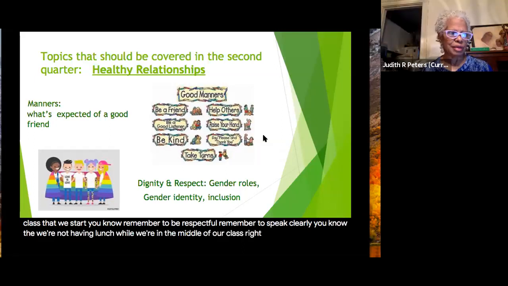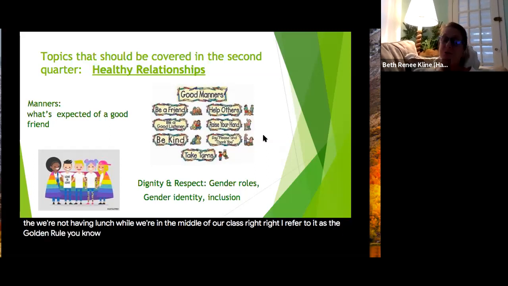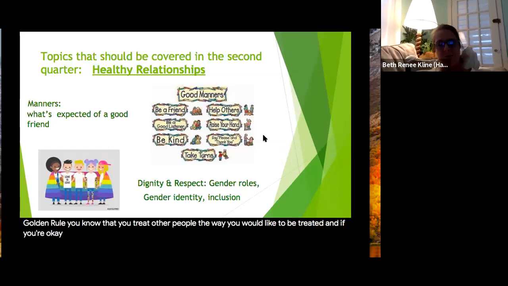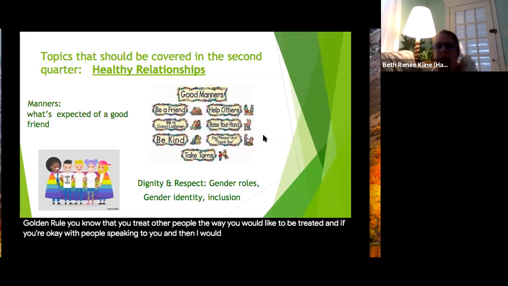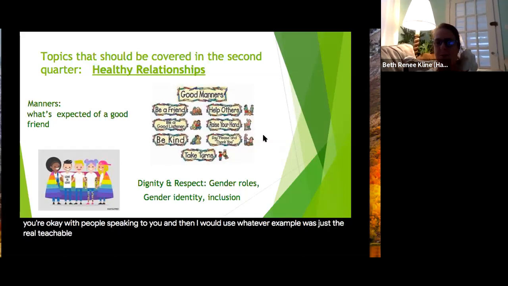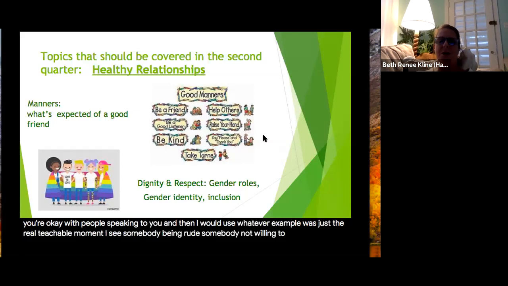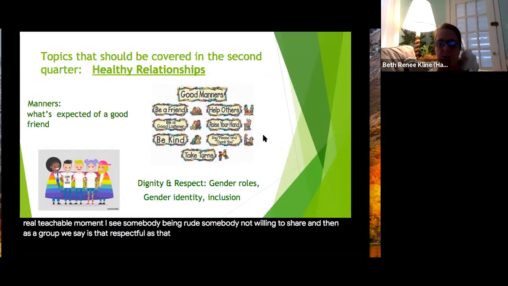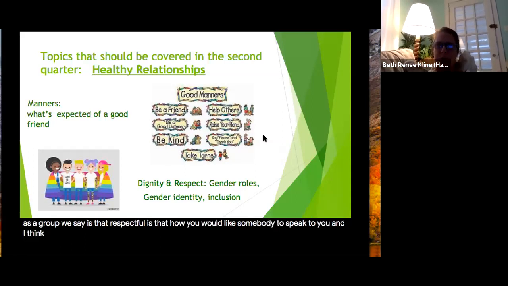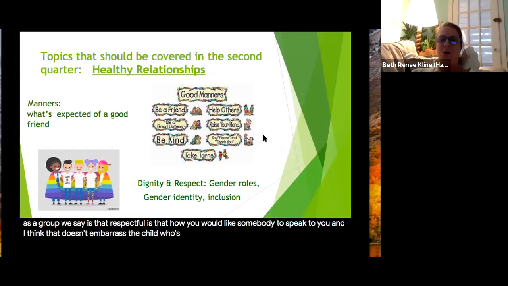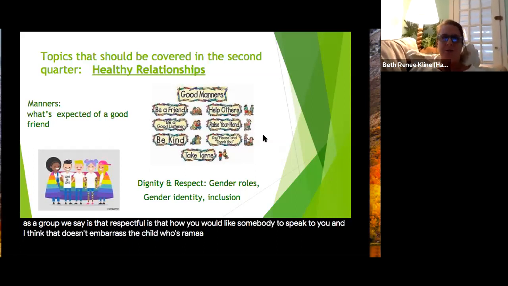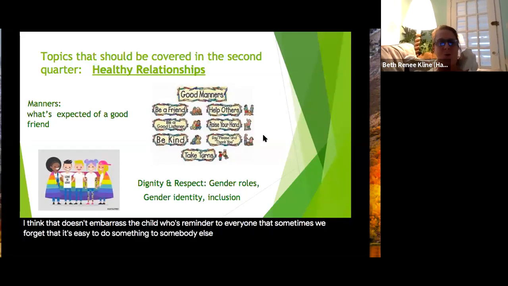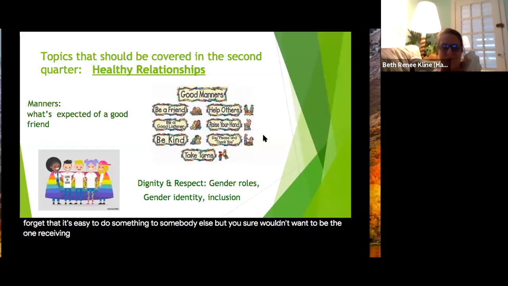I refer to it as the golden rule, that you treat other people the way you would like to be treated. And I would use whatever example was just the real teachable moment, somebody being rude, somebody not willing to share. Then as a group, we say, is that respectful? Is that how you would like somebody to speak to you? I think that doesn't embarrass the child who's being called out, but it's a reminder to everyone that it's easy to do something to somebody else, but you sure wouldn't want to be the one receiving that behavior.